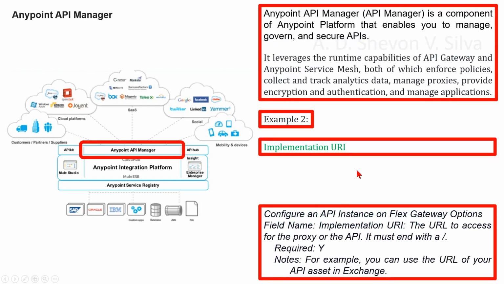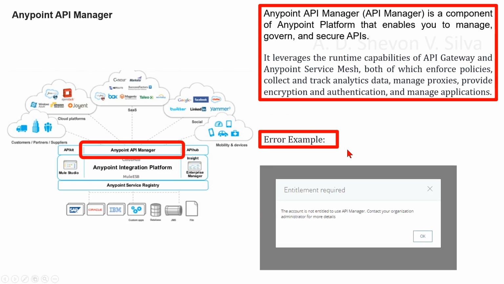With regard to configuring an API instance on Flex Gateway, the options include the field Implementation URI, the URL to access the proxy or the API. It must end with a forward slash. This is a required field. Note, for example, you can use the URL of your API asset in Exchange.